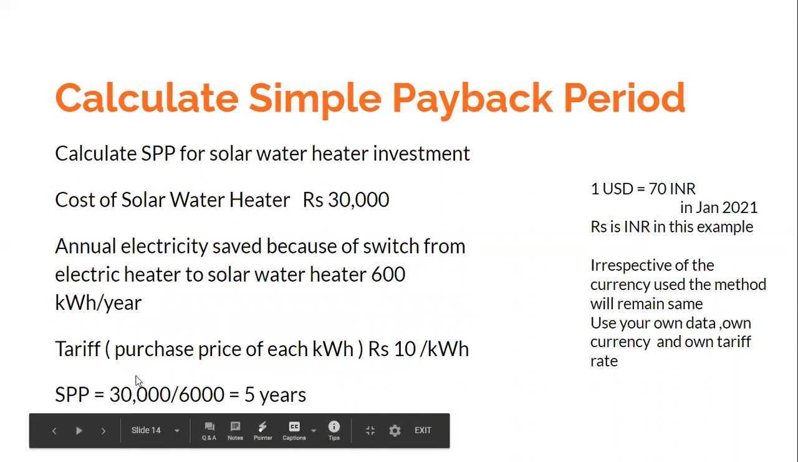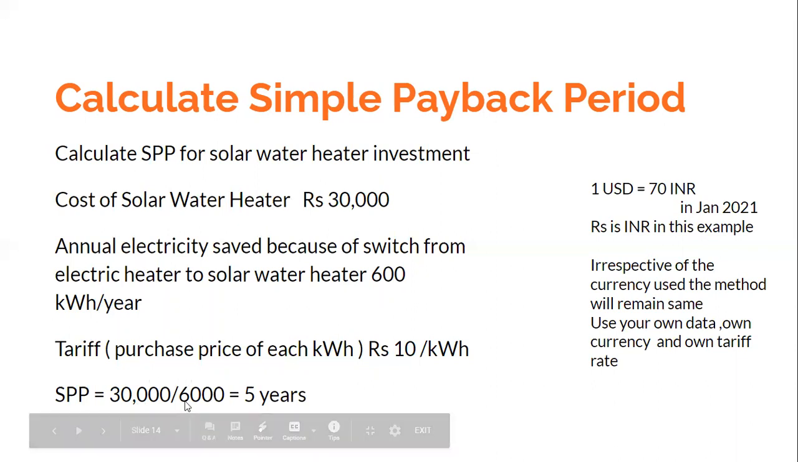So typically the investment is 30,000 and the annual savings is 6,000. That gives us the simple payback period as 5 years.